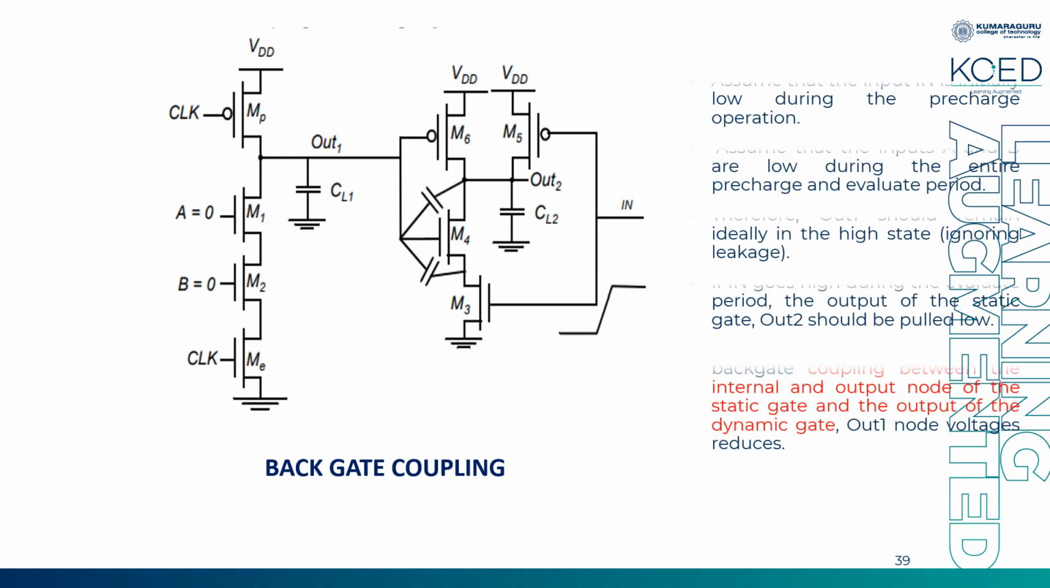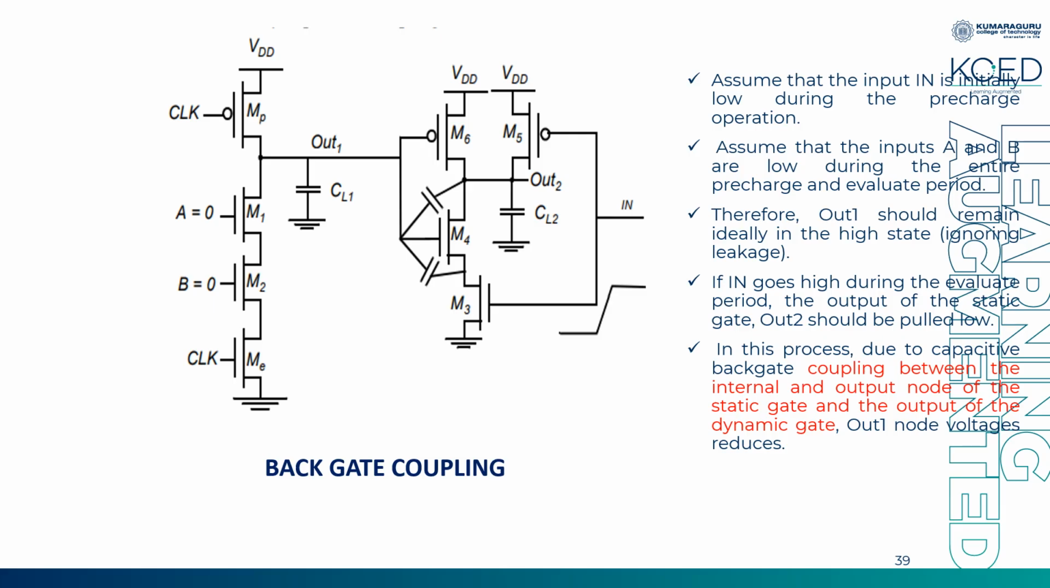Next drawback is backgate coupling or capacitive coupling. Here you can see this diagram. This is my dynamic logic design, and imagine it is cascaded with a static logic. Let me assume this is the input, first 0 and then 1. This is my normal dynamic logic style: pre-charge transistor, evaluation transistor, and the inputs during the evaluation phase have to be 0 and 0 for M1 and M2.